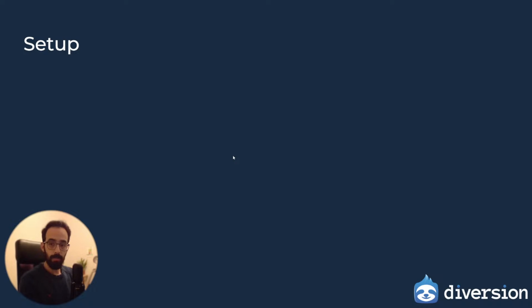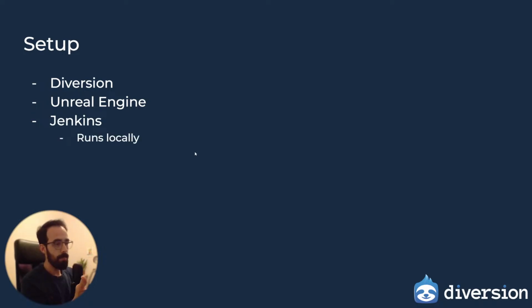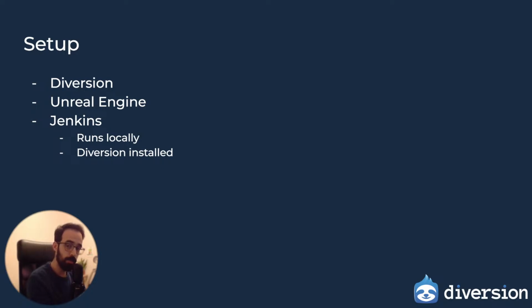So what's the setup I'll be running for this demonstration? Of course, we'll be using Diversion. We'll be using Unreal. Right now, 5.7 is the demo I have set up. Of course, Jenkins, as I said. This Jenkins setup runs locally. So this isn't my Docker in AWS, it's just a local Jenkins setup for this demonstration. On the same machine, my laptop, which you might hear screaming in the background, there is, of course, Diversion installed and the relevant Unreal version installed as well.